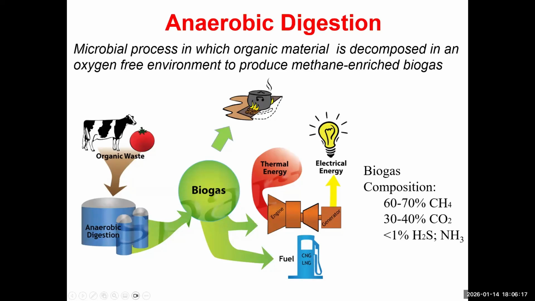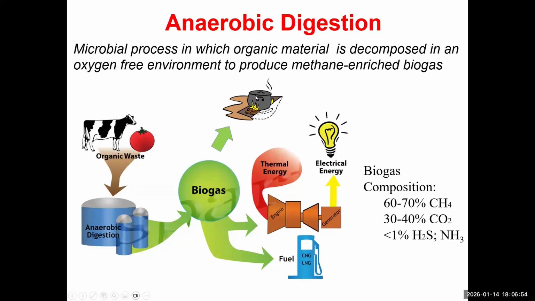Now, I want to point out that the makeup, the chemical composition of biogas can vary depending upon the organic materials that you are digesting. But typically, biogas is going to be primarily methane gas, between about 30 to 40% carbon dioxide, and you may see trace amounts of other gases like hydrogen sulfide and ammonia, along with a very small percentage of water vapor.